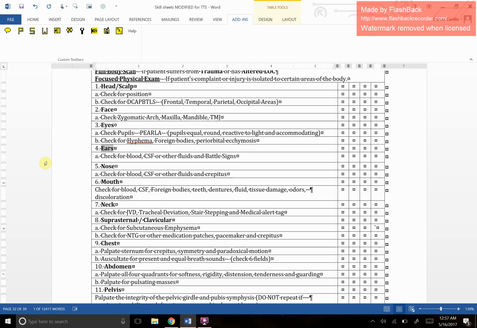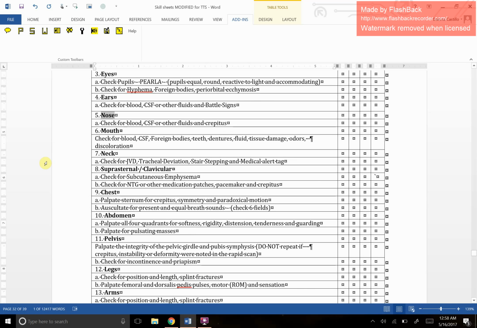4. Ears. A. Check for blood, CSF, or other fluids and Battle's sign. 5. Nose. A. Check for blood, CSF, or other fluids and crepitus. 6. Mouth. Check for blood, CSF, foreign bodies, teeth, dentures, fluid, tissue damage, odors, discoloration. 7. Neck. A. Check for JVD, tracheal deviation, stair-stepping and medical alert tag.